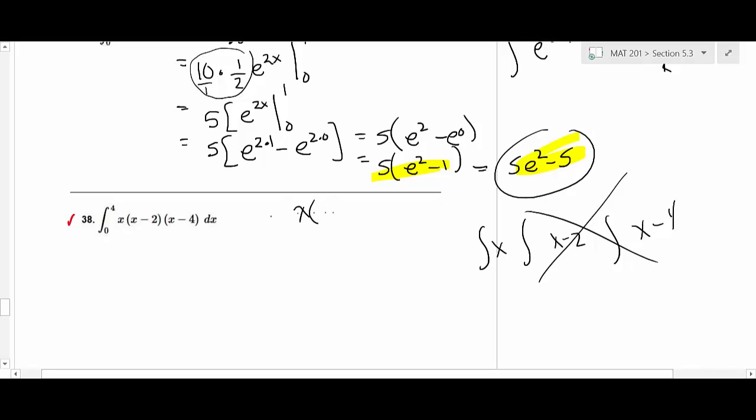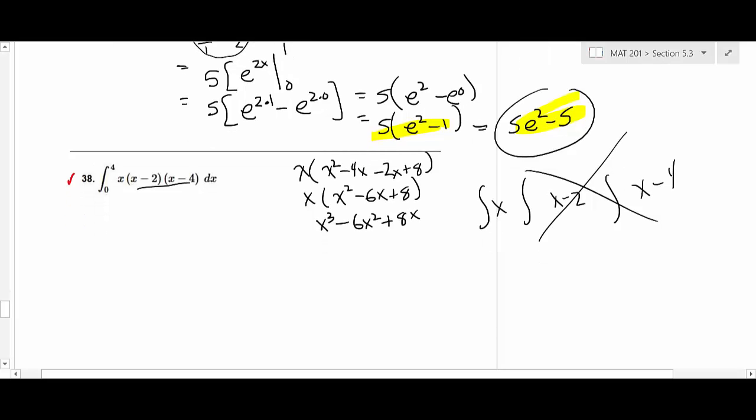Now, the way I'm going to do this is just FOIL that. When I FOIL that, I'm going to have x squared minus 4x minus 2x plus 8. And then I'm going to multiply the x through. So that's x times x squared minus 6x plus 8, which is x to the 3rd minus 6x squared plus 8x. That's how you would do this integral. There wouldn't be any other thing you would want to do. So let's write down: integral from 0 to 4 of x to the 3rd minus 6x squared plus 8x dx.